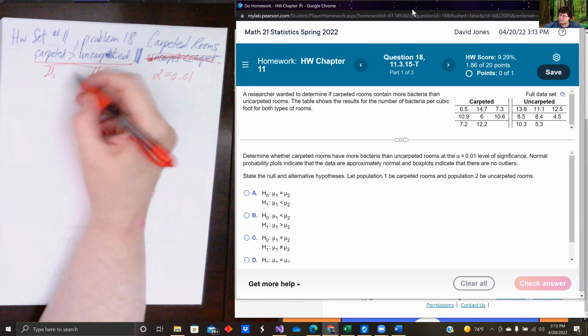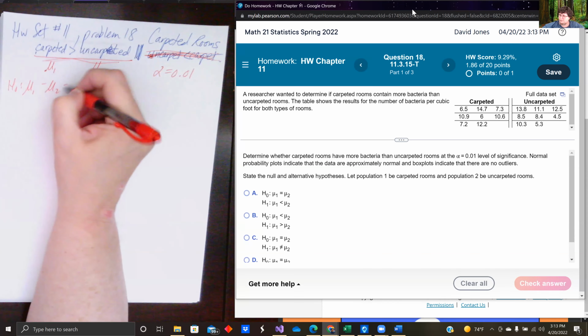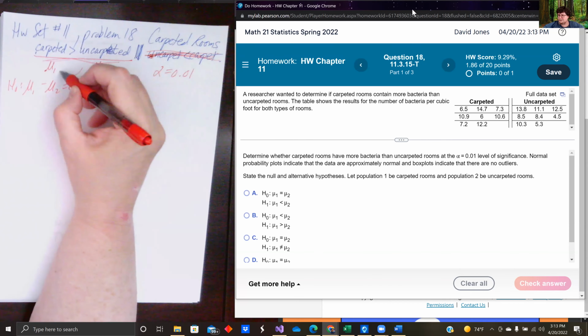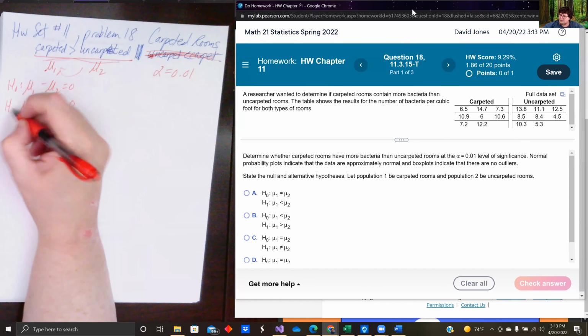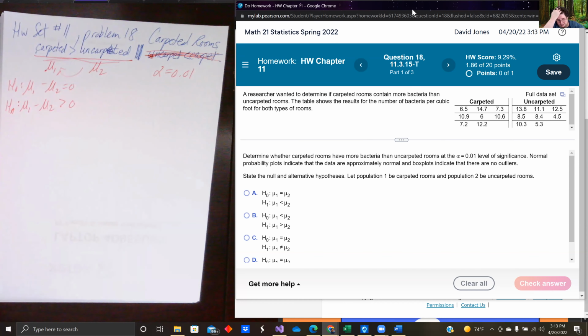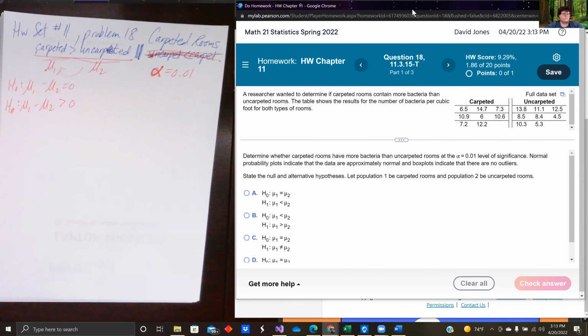So if I move that over to the left, H naught is going to be mu1 minus mu2 equals 0. But then if I subtract this over, I get mu1 minus mu2 is greater than 0. So this is kind of how we've had the other ones too. That alpha looks like a 0.01. There we go. So we have our null and alternate hypothesis. The problem gave us the level of significance to use, so we didn't have to use the default one.